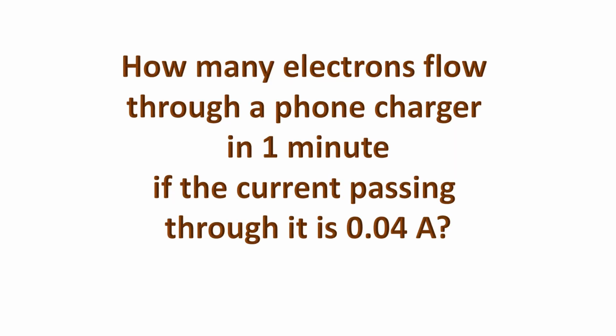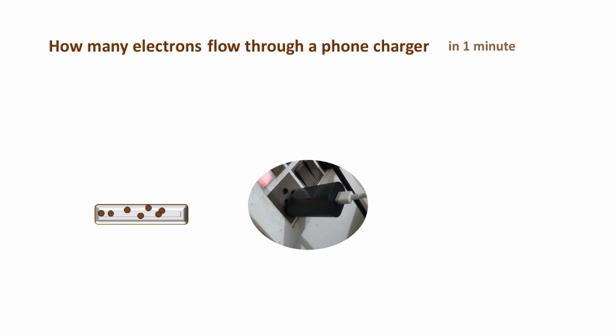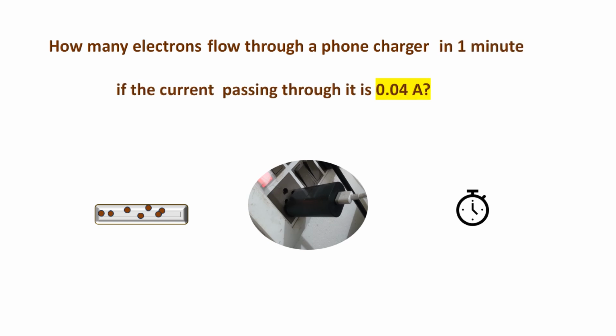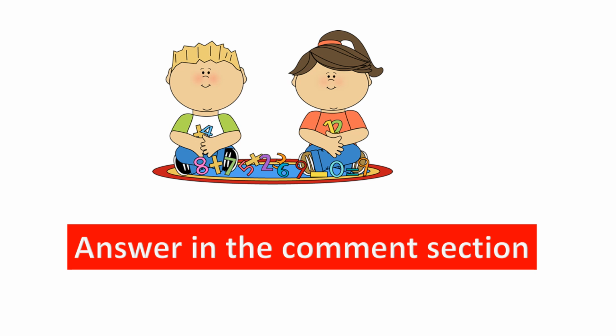Okay, now let's do a brain teaser. How many electrons flow through a phone charger in 1 minute if the current passing through it is 0.04 ampere? Once again, let's read the question nicely to understand it better. Take some time, do this mathematics and answer me in the comment section.